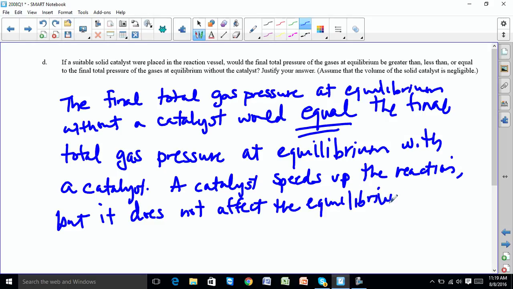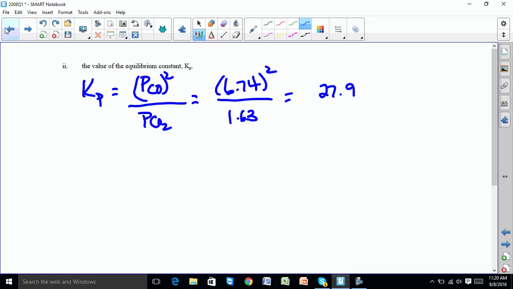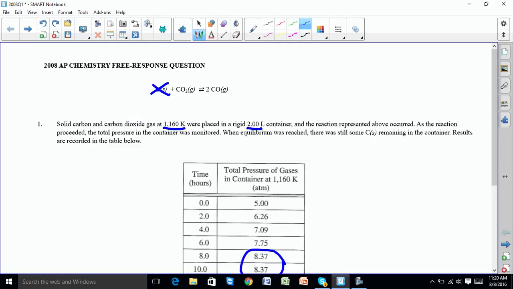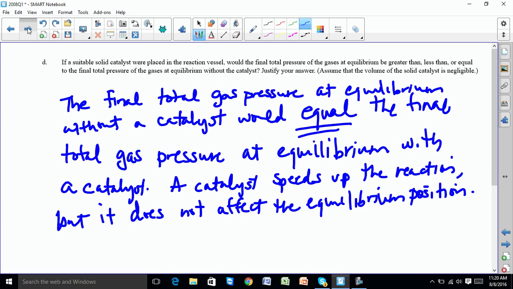Now, I don't know if I've talked about this term all that much, equilibrium position, but it's the idea of position, because we talk about equilibrium shifting left and equilibrium shifting right, and that's a position. Left and right are positions. And so if you add a catalyst, it just makes it get to equilibrium faster. Like for instance, if I go back here, maybe this would be 1 hour, 2 hour, 3 hour, 4 hour, 5 hour, it would get to equilibrium twice as fast, but it wouldn't affect the pressure at equilibrium.